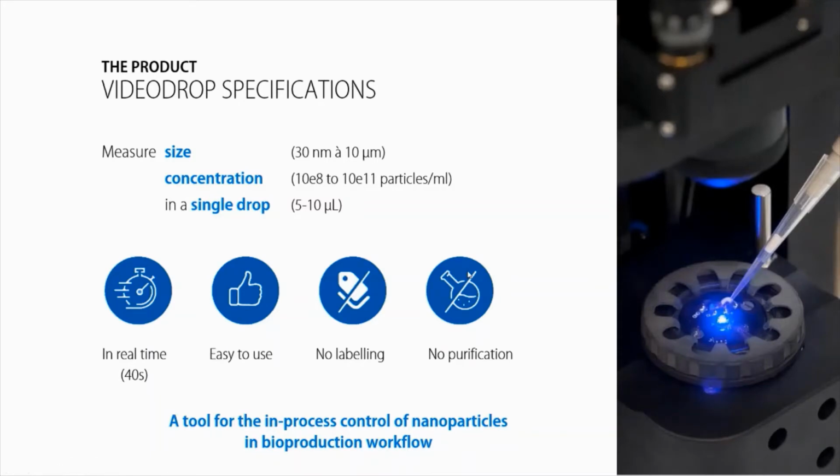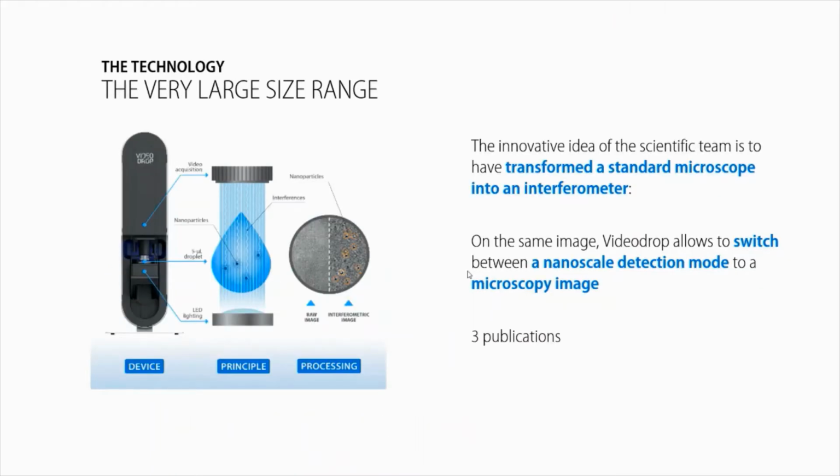So we think these features make the VideoDrop the ideal tool for in-process controls in bioproduction. Going deeper into the technology, it is interesting to know that the innovative idea of the scientific team is to have transformed a standard microscope into an interferometer. On the same image, you can get a nanoscale detection mode and a microscopy image. So it is possible to count nanoparticles and identify aggregates with the same device. Currently, we have 3 publications demonstrating the power of the technology.